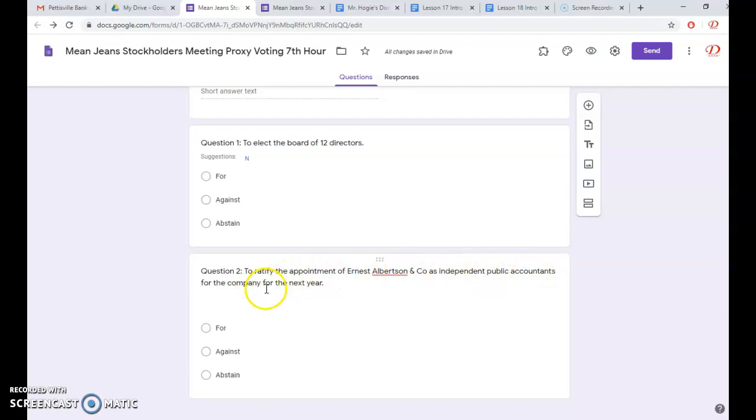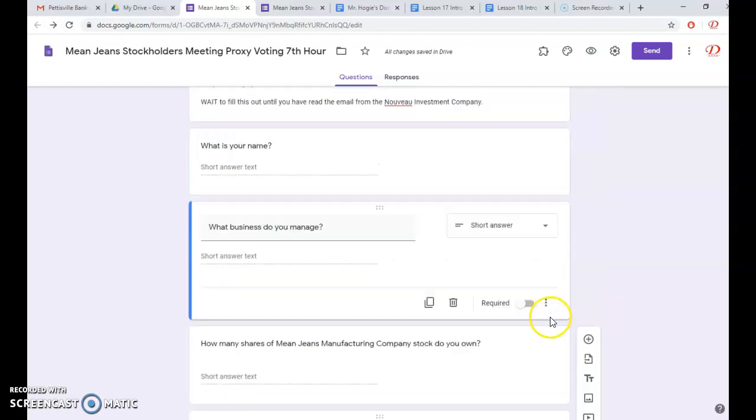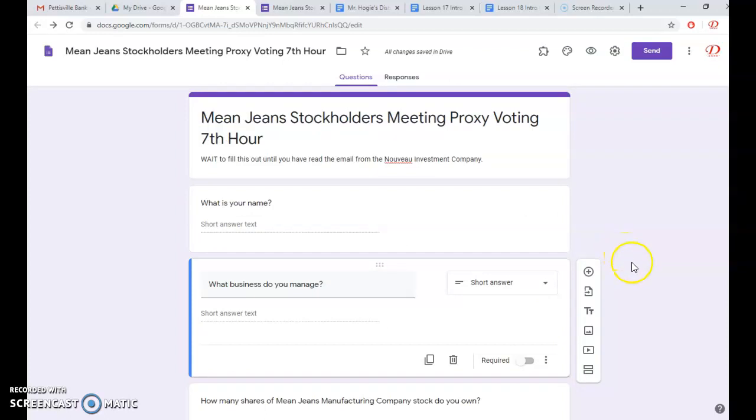And then question number 2, to ratify the appointment of Ernst Albertson and Company as independent public accountants for the company for the next year. Again, for if you agree and you want them to be the public accountants. Against if you disagree and you do not want them to be the public accountants for next year. And then abstain if you do not want your vote to count. So you make sure that you do those things there. And don't forget to click submit.